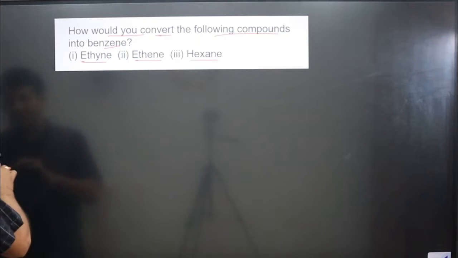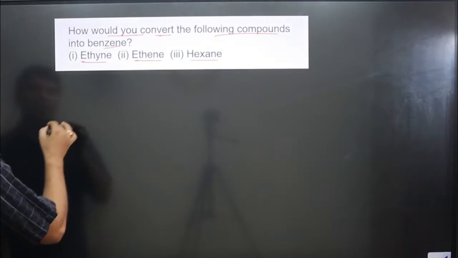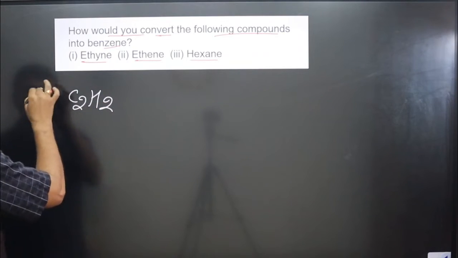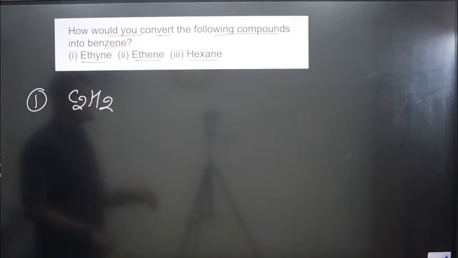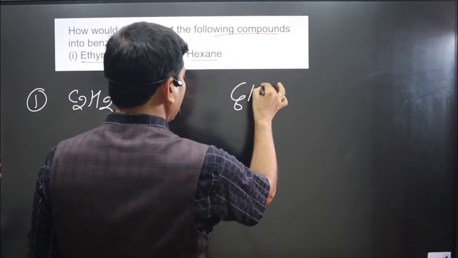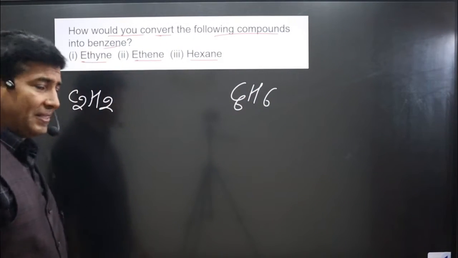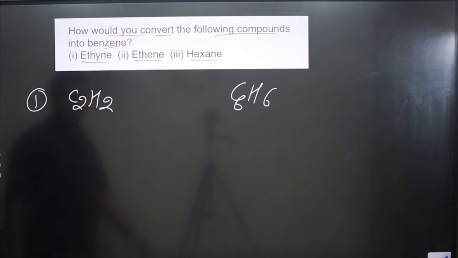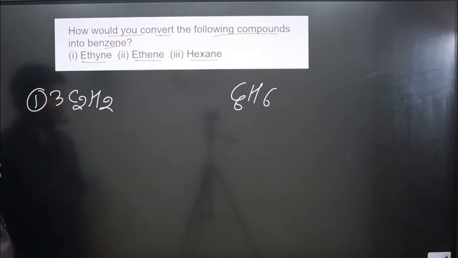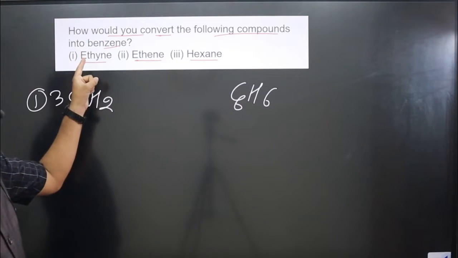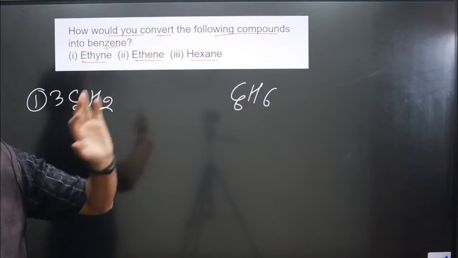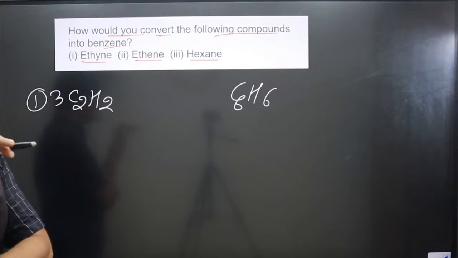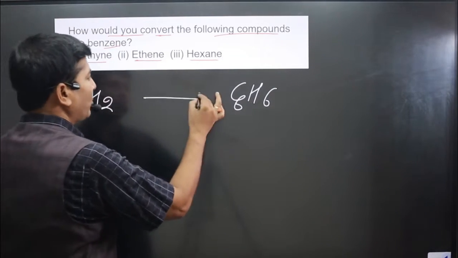First we have ethyne. Its chemical formula is C2H2, and the chemical formula of benzene is C6H6. In benzene we need 6 carbons, and in ethyne we have only 2 carbons. So I multiply by 3. Three molecules of ethyne will make a benzene ring, because we need to balance the number of carbon and hydrogen. So it will convert into a benzene ring.